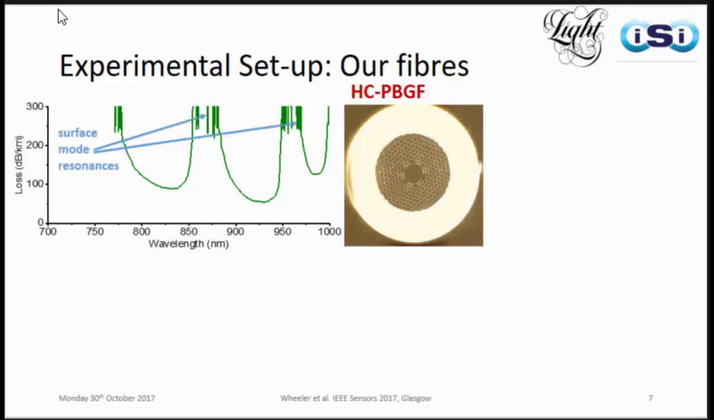And it's also punctuated by what we call surface mode resonances. So these are wavelengths at which the low loss core guided modes can interact with surface modes which are localized in or around the core surround of the fibre. And these surface modes have much higher loss. So when those core modes interact with the surface modes, you get these peaks in the transmission or the loss spectrum.